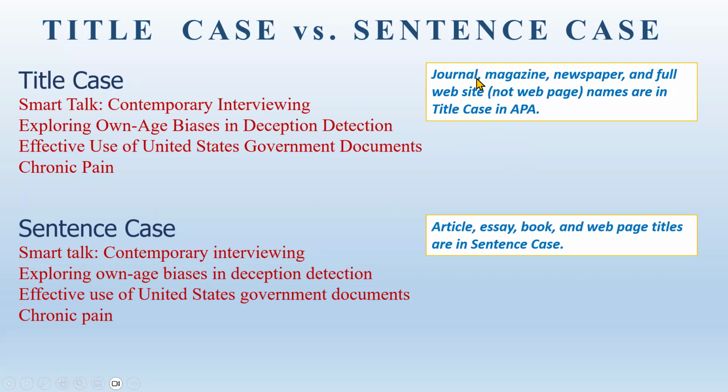are journals, journal titles, right? Or journal titles of journal-like things like magazines or newspapers. They also consider a full website title, not just an individual web page, but a full website name that also gets title case in APA style. Everything else, article titles, essay titles, book titles, web page titles, they're all in sentence case. So think about this as the only thing that's going to get title case is a journal title or a full website.